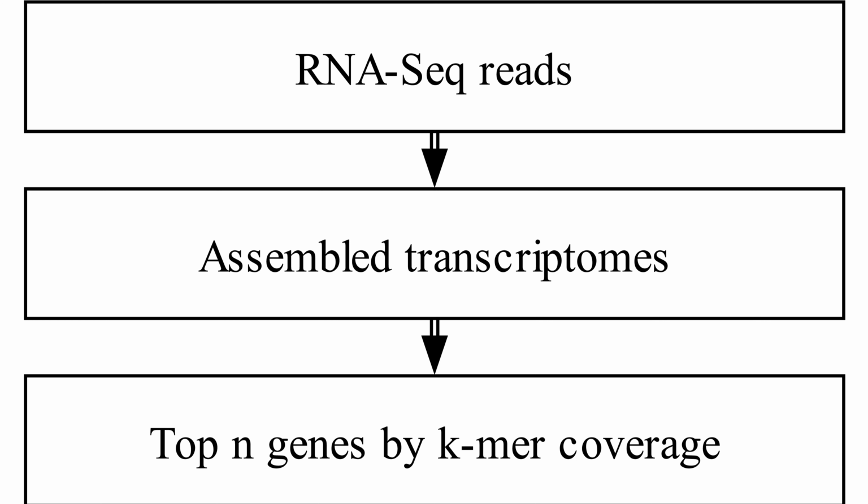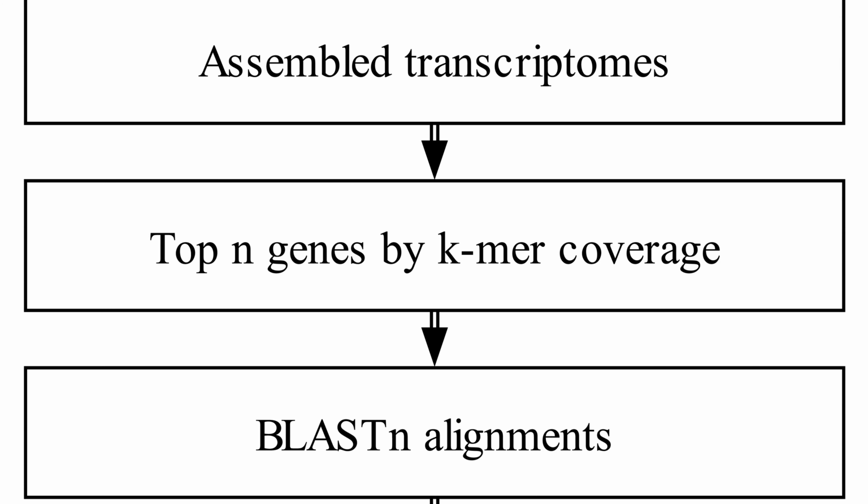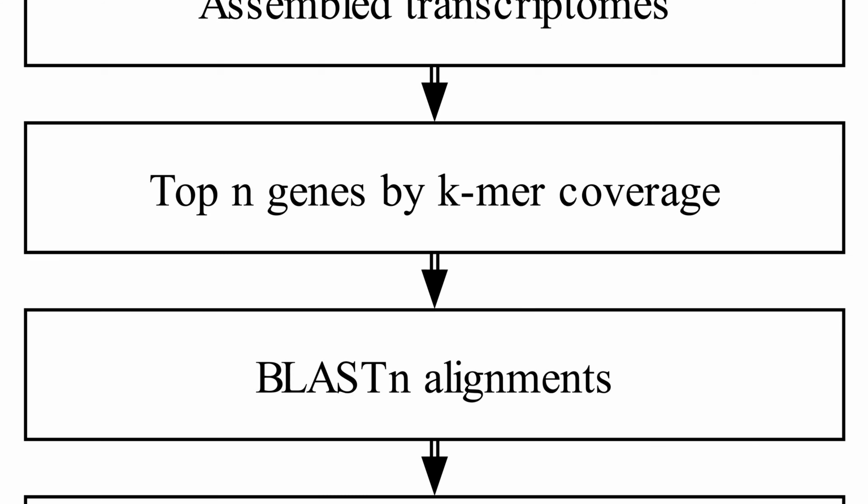The next step also assumes that the set of transcripts is partitioned into sets of transcripts referred to as genes. Each transcript belonging to a gene is assumed to be an isoform resulting from alternative splicing. The next step is to select the top n genes for each sample by k-mer coverage. Here n is a configurable parameter. We define the k-mer coverage of a gene as the maximum k-mer coverage among the gene's transcript isoforms.